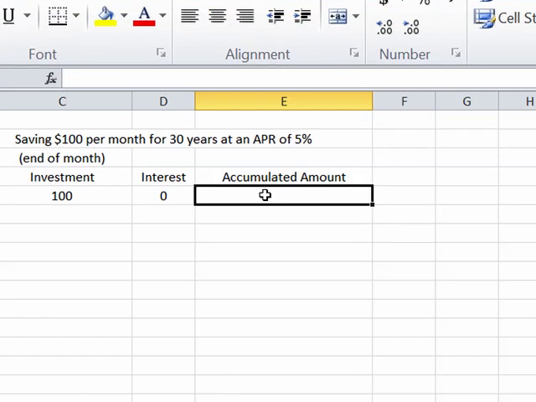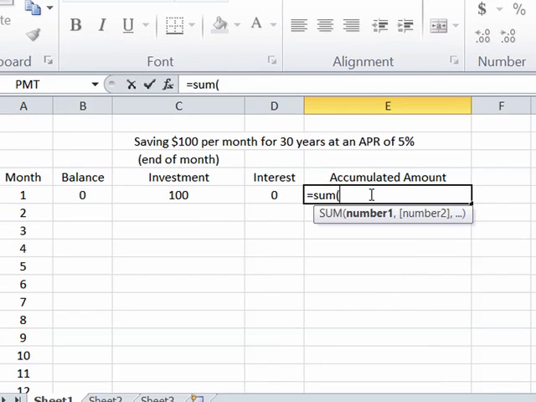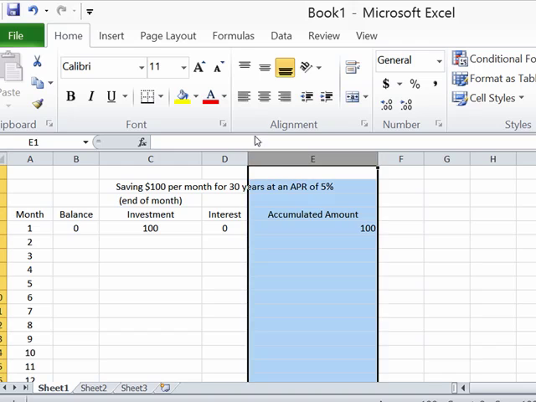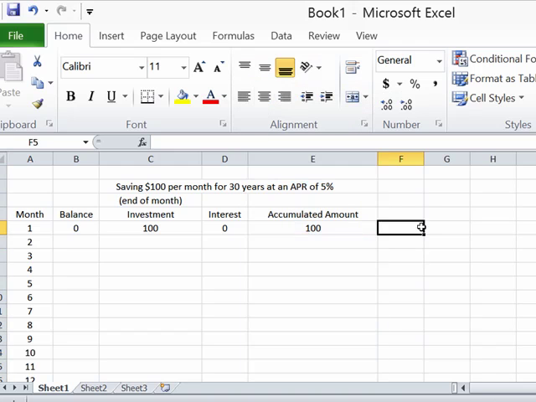So my accumulated amount will be the sum of those three cells, the sum of the balance plus, so that's B5 plus C5 plus D5. So the sum of those three cells gives me how much I have in my account after 1 month. So I put in the $100 at the end of the month, and that's all I have, no interest yet.